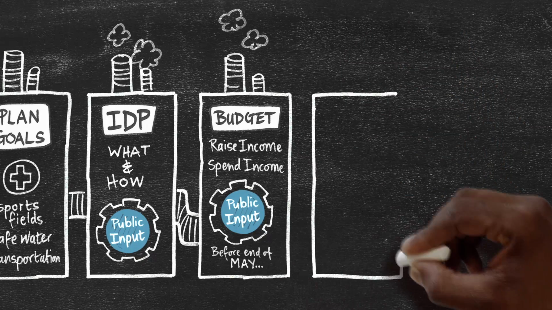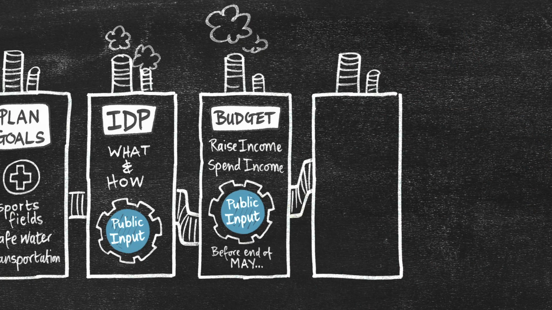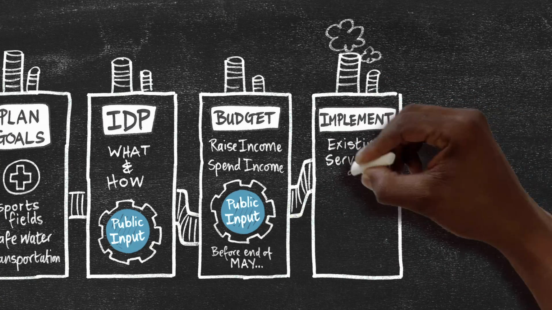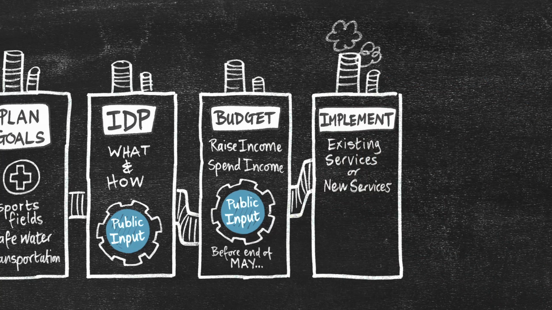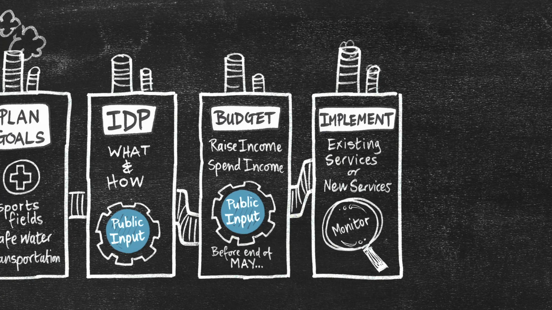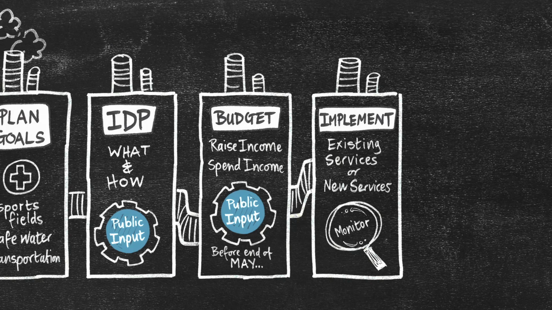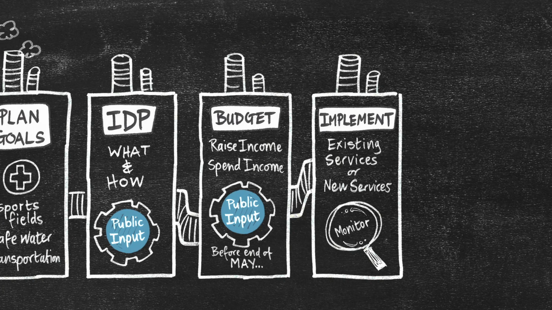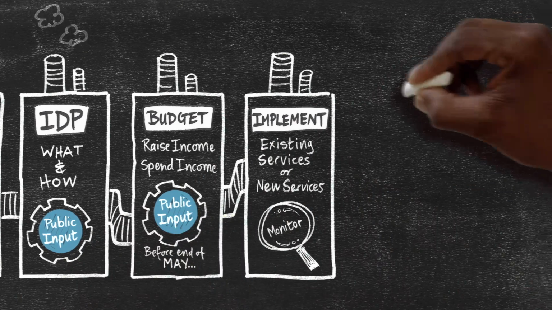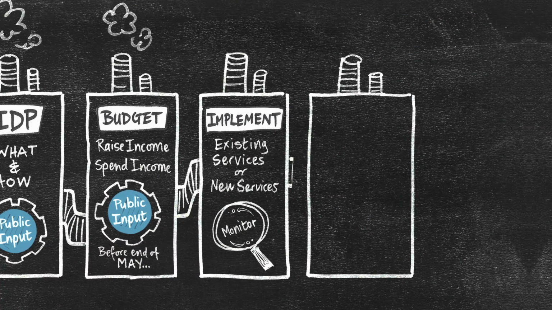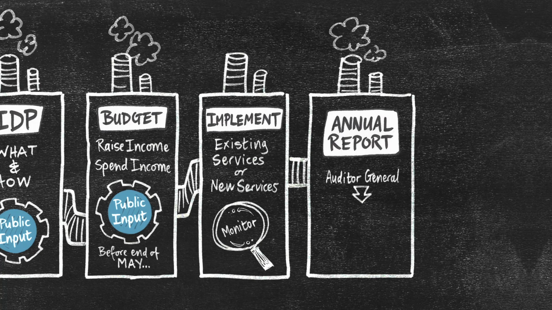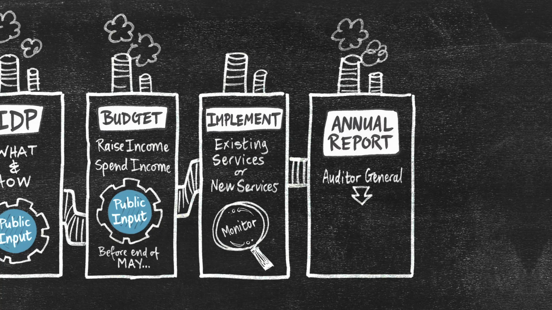And once the budget is adopted, the municipality will implement its goals by either managing and maintaining existing services or by building new ones. The reaching of these goals and the money spent against them have to be monitored. Municipalities regularly assess how they are doing on implementing their budgets. The most important assessment of all these is the annual report, which will be checked by the Auditor General to see if it is accurate and complete.